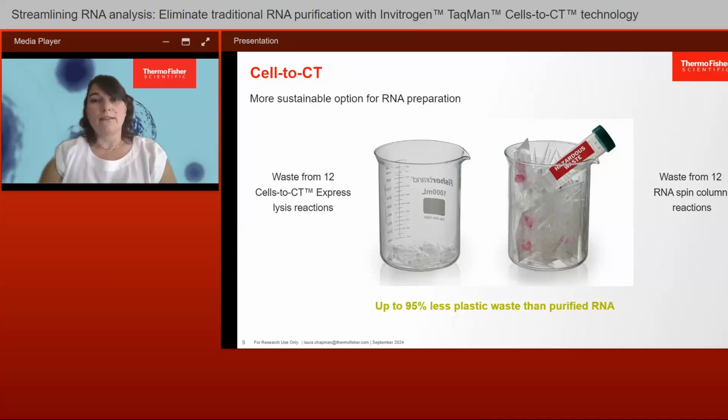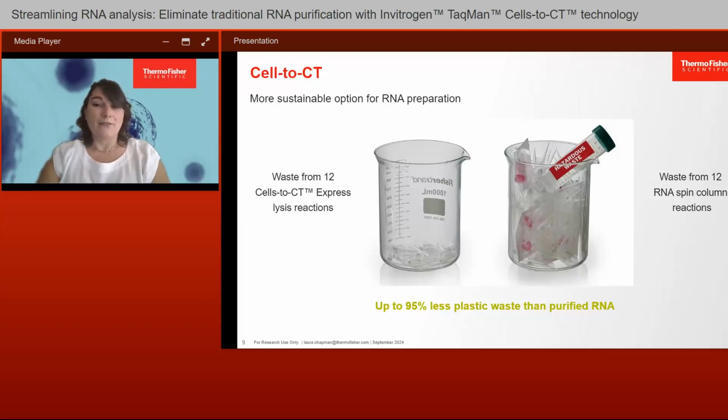Another major advantage of the cells-to-Ct technology is that it's much more sustainable in the fact that it uses a lot less plastics, and it also does not generate the hazardous waste, as I mentioned. This image is an example of the amount of waste that would be generated from 12 cells-to-Ct Express lysis reactions on the left side, which is a very small amount of plastic. And then on the right side is the amount of plastic as well as the liquid hazardous waste that would be generated from 12 spin column reactions.